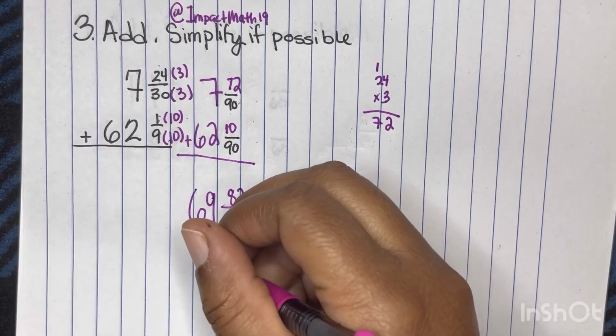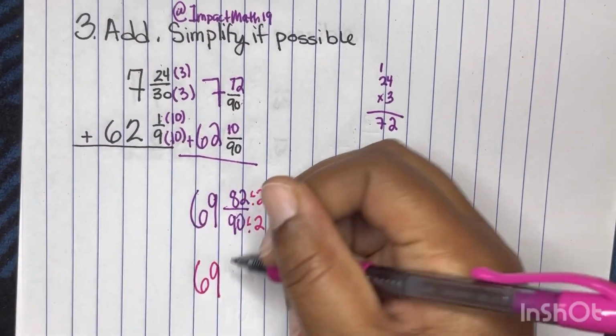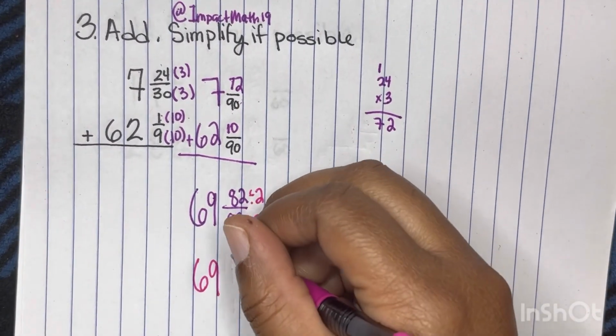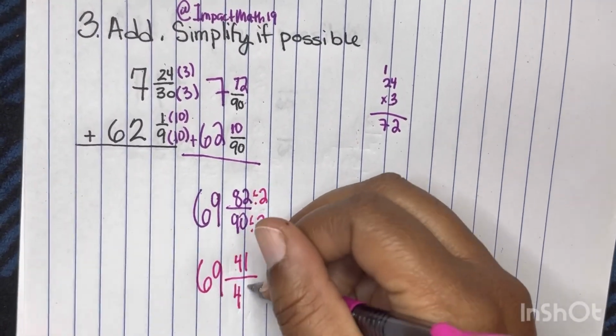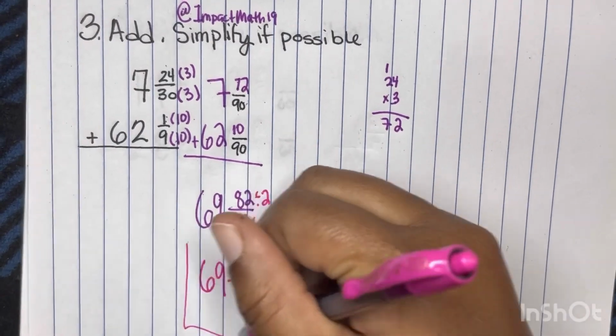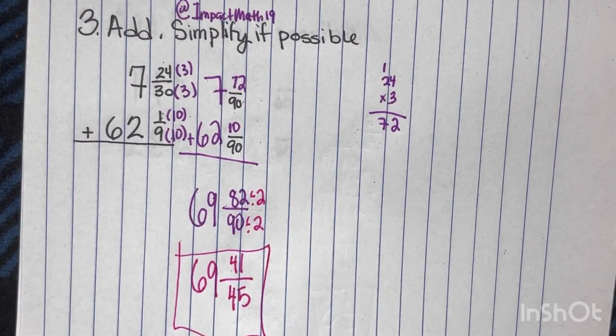So if we do that, drop down your 69. Half of 82 is 41 over half of 90 is 45. And this is our simplified mixed number.